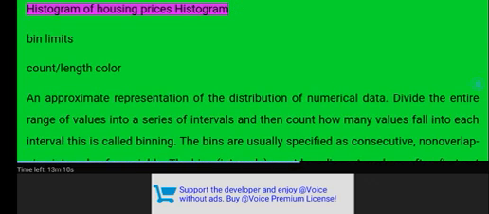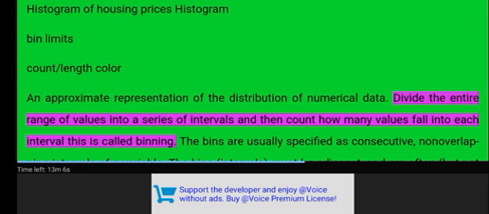Histogram of housing prices. Histogram. Bin limits. Count, length, color. An approximate representation of the distribution of numerical data. Divide the entire range of values into a series of intervals and then count how many values fall into each interval. This is called binning.